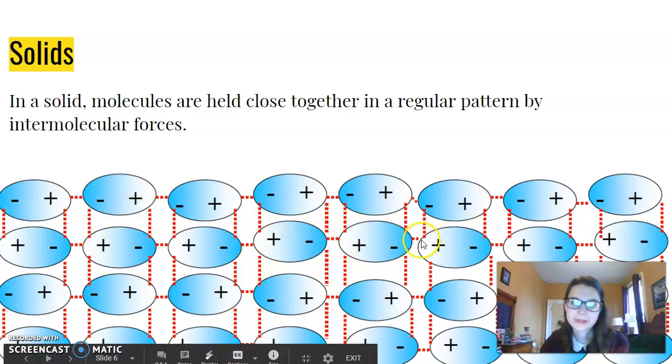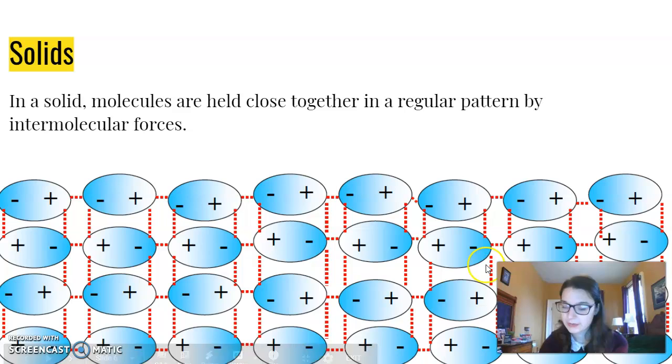So since these molecules have dipole-dipole interactions going on, they're drawn here. Again, the dipole-dipole interaction as a red dotted line. But remember that London dispersion forces are also in here as well. Those are the kinds of forces that are present in all substances. So it doesn't matter if it has a dipole or not.